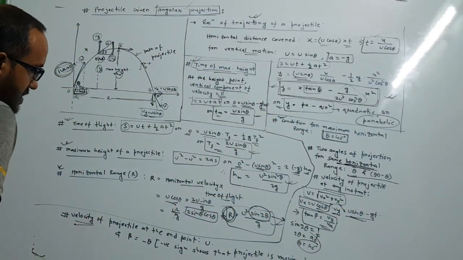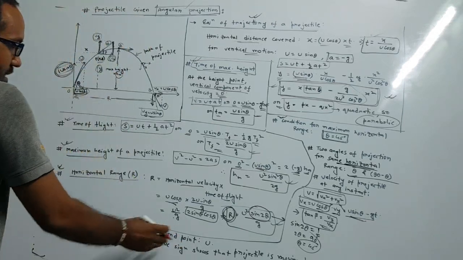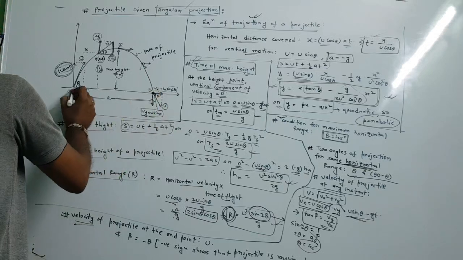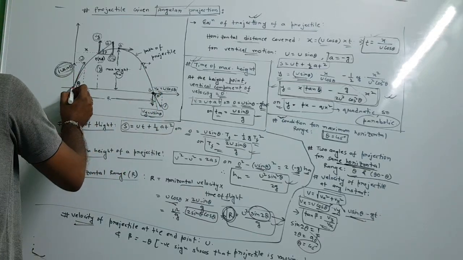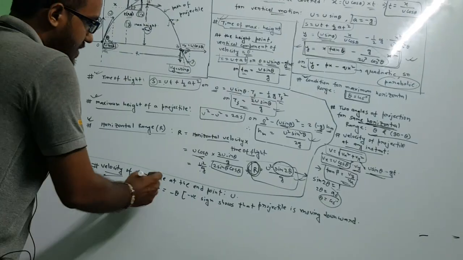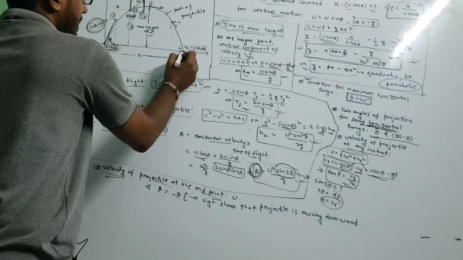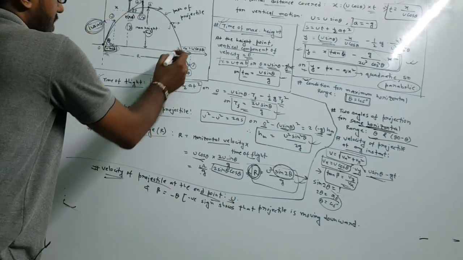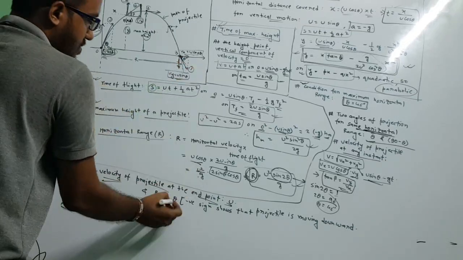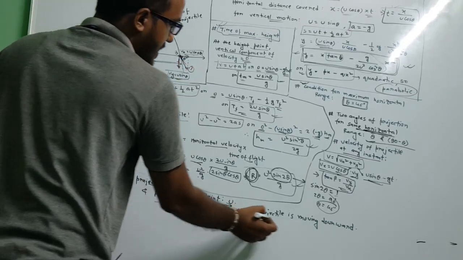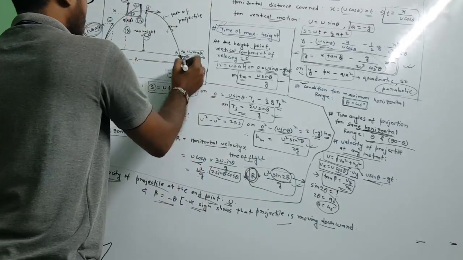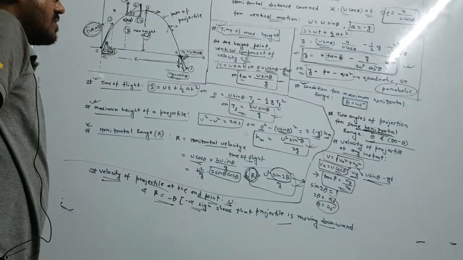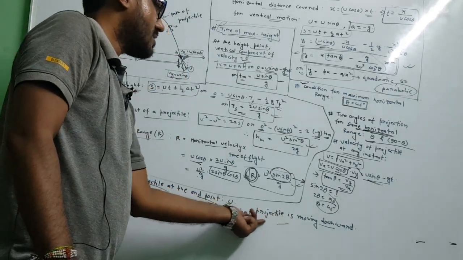Now see, the last topic is the velocity of the projectile at the end point. The velocity at this point would be the same as the velocity you threw it with from the origin, that is u, because it has returned to its original position. And this angle beta would be minus theta, because the negative sign shows that the projectile is moving downward. Now it has come to its original position and is moving in the downward direction.